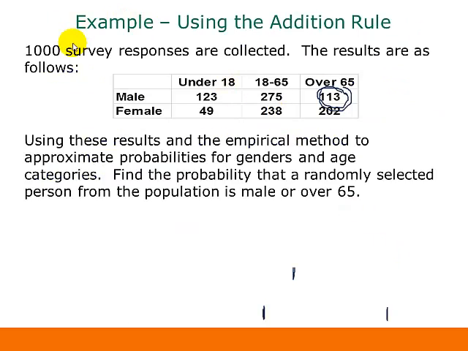Here's an example. 1,000 survey responses are collected with the results here. Using these results and the empirical method to approximate probabilities for genders and age categories, we're going to find the probability that a randomly selected person from the population is male or over 65. So the idea here is that we would want to figure out our relative frequencies, and notice the males are divided into the 3 age categories. And then for over 65, we have the males and the females.